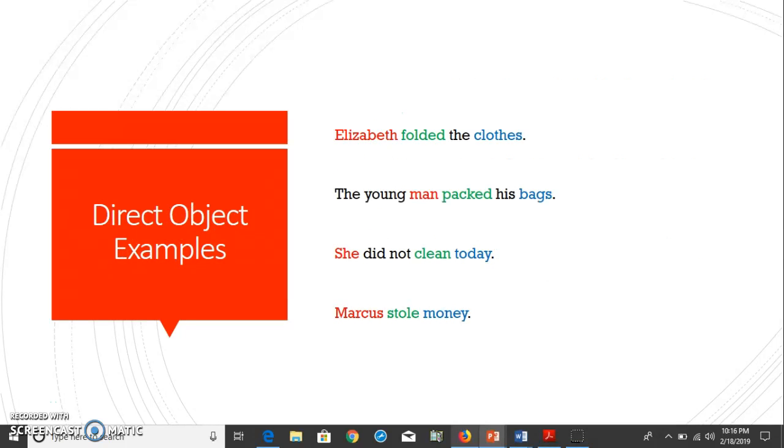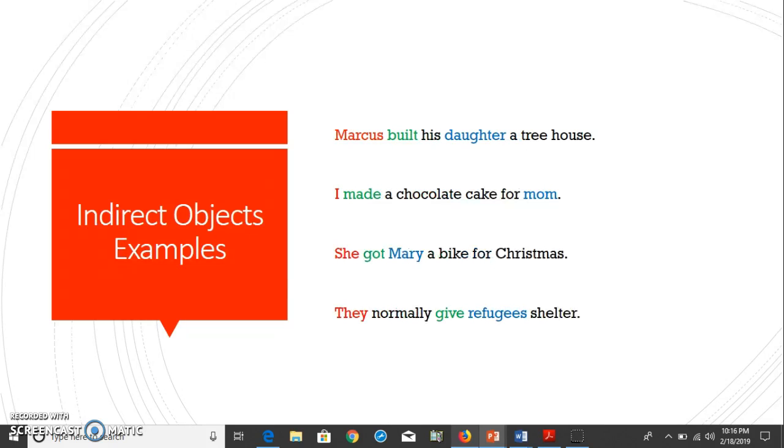Let's start off with something we know, direct objects. Elizabeth folded the clothes. Verb, folded. Subject, Elizabeth. Clothes, object. We know this, so we can skip past this one. Now let's go to indirect objects. This is where it gets a little challenging. Marcus built his daughter a treehouse.